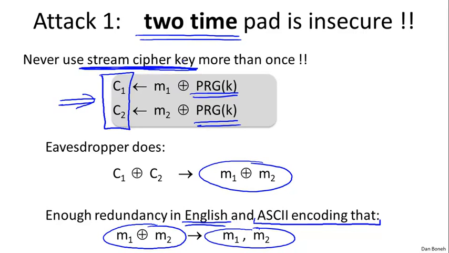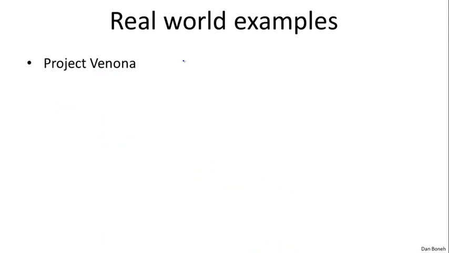Let's look at some examples where this comes up in practice. It's a very common mistake to use a stream cipher key or a one-time pad key more than once, and let me show you some examples so you know to avoid these mistakes when you build your own systems. The first example is a historic example from the beginning of the 1940s where the Russians used a one-time pad to encrypt various messages.